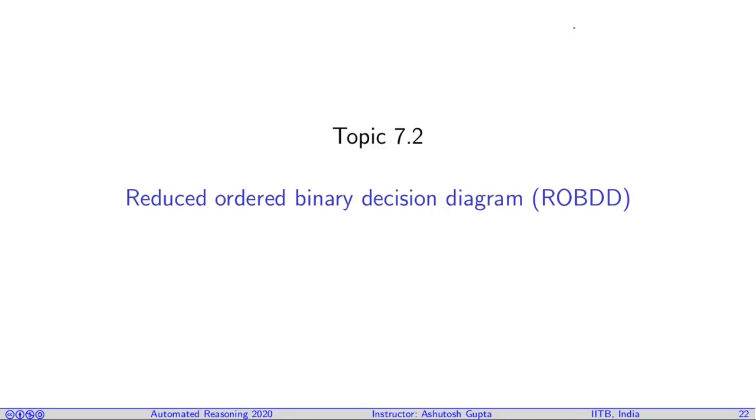So we have seen the BDD data structure, and now let's look at another optimized version of BDD, which is called reduced ordered binary decision diagram. Without this concept, BDD is almost useless.